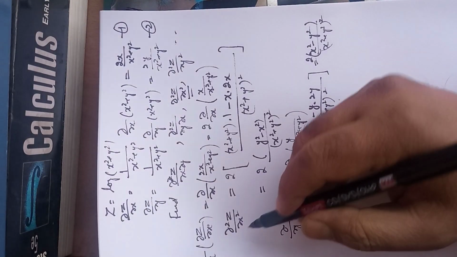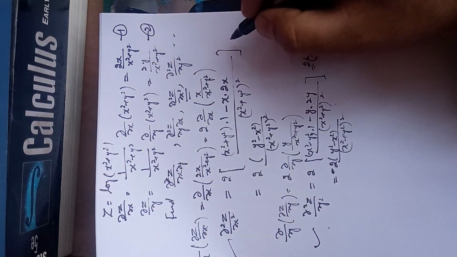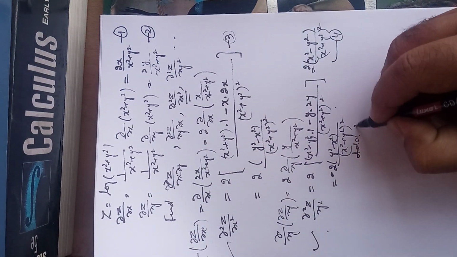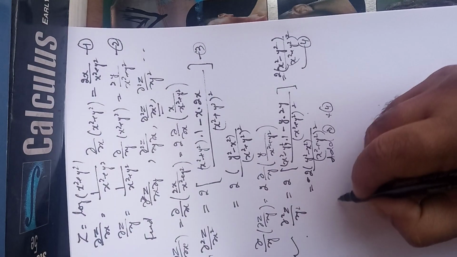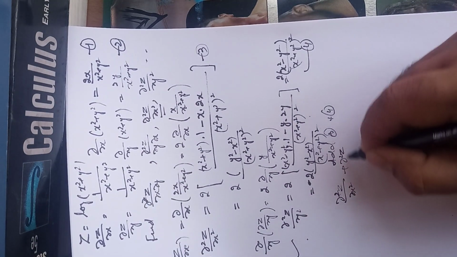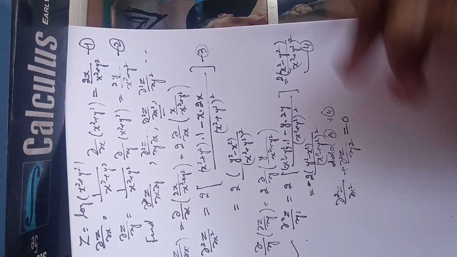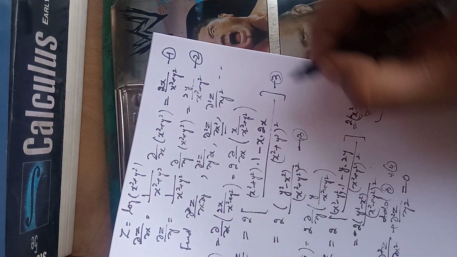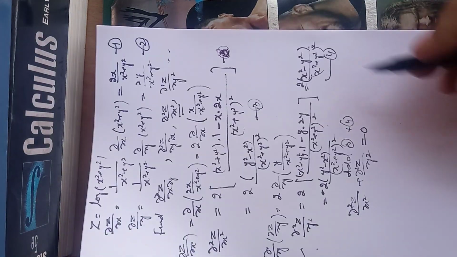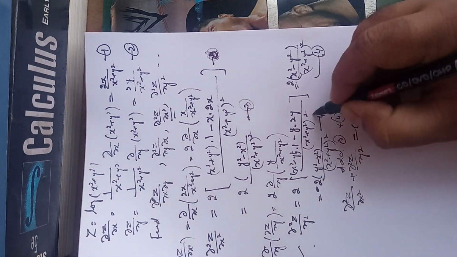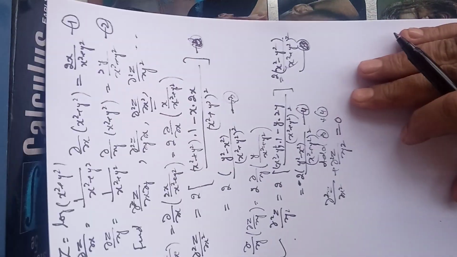If you add these two, say this is 3 and this is 4, add 3 and 4. What you will get? Del 2z del x2 plus del 2z del y2 is equal to 0. On the right hand side, this is positive and this is negative, so the solution will be 0. So you add up the right hand sides, and the left hand side will be 0.